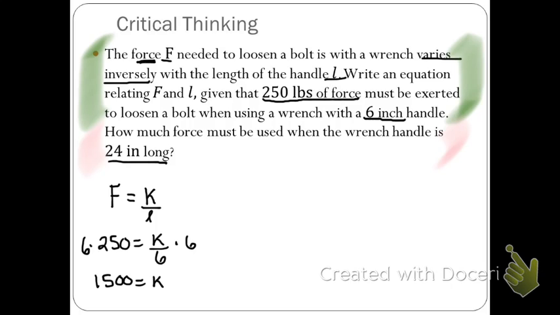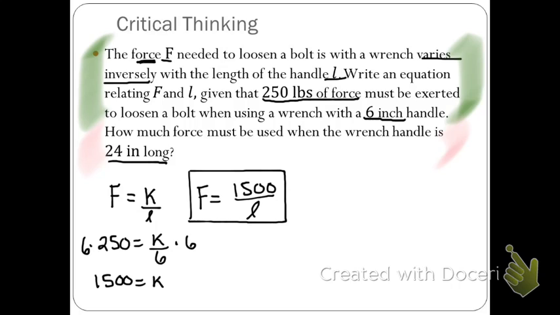Now we still haven't quite answered the problem, because the problem says write an equation relating F and L. So our equation relating F and L starts with this guy, but it has to continue by filling in K. So F equals 1500 over L. That is your equation. Perfect. All right, so we have completely answered the part in green. So now we move on to the part in pink.